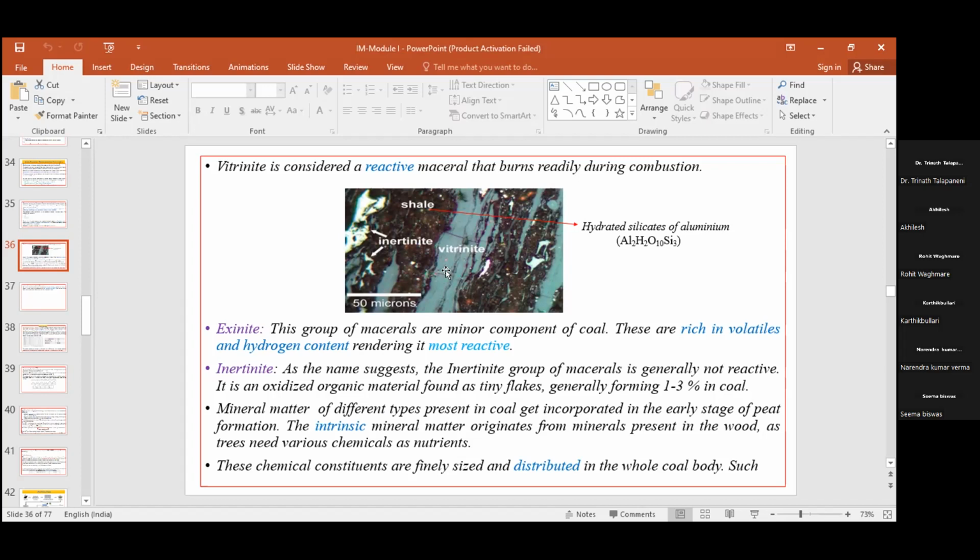And exinite, this group of minerals are minor components of coal and are very much rich in volatile matter, and they are most reactive. Similarly, the inertinite, as the name itself says, is the inert group of minerals which are non-reactive, and they will be present in the form of tiny flakes, distributed around 1 to 3% in coal.